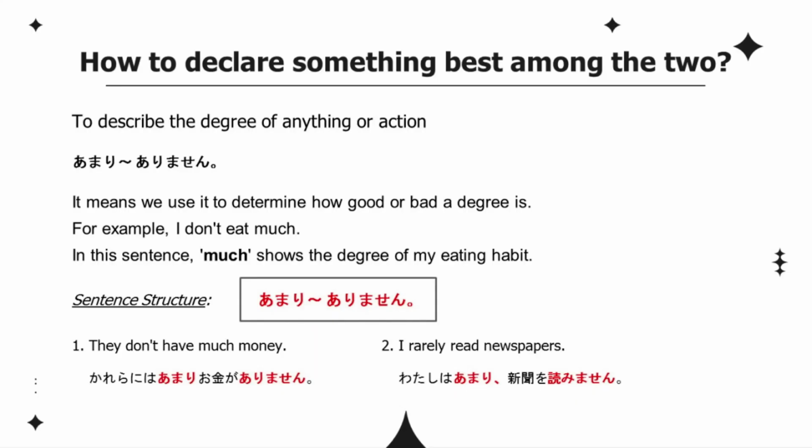1. How to express the degree of something. To describe the degree of anything or action, we use amari. It means we use it to determine how good or bad a degree is. For example, I don't eat much. In this sentence, much shows the degree of my eating habit. Let's have some examples. They don't have much money.